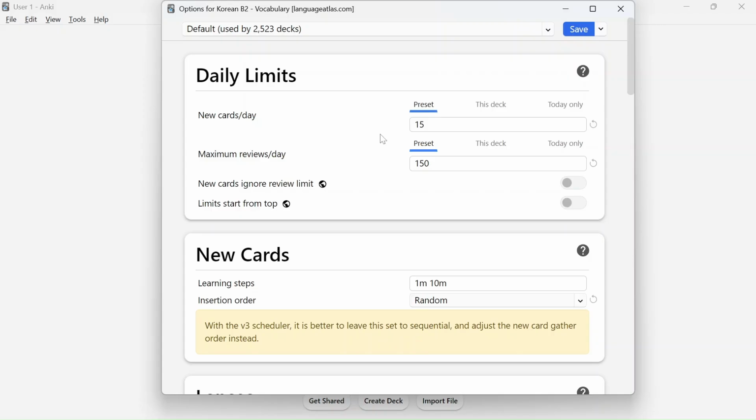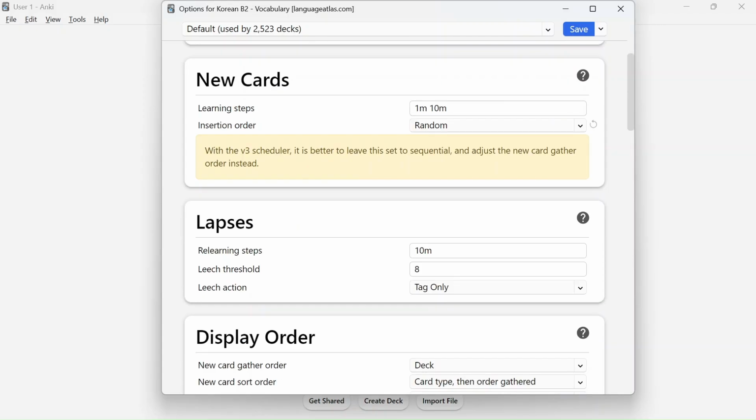I recommend that you choose a number that you feel comfortable with and that you know that you will do every day. And a nice little trick you can use is that whatever number you have over here, for example, at 15, do it times 10 for maximum reviews. So 15, I do it times 10, it's 150.